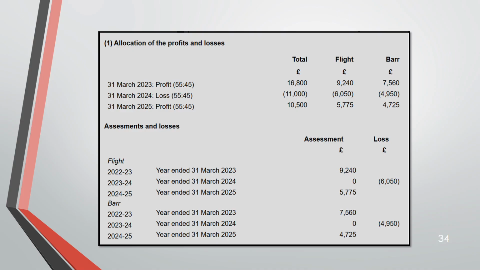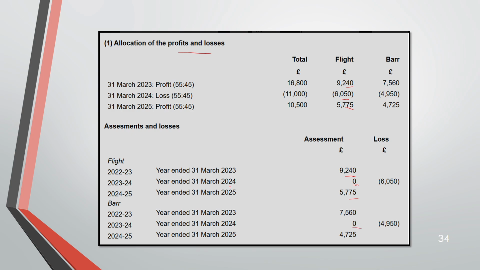So this is the answer for activity 4, and this is the final question. You have seen that we have divided the profit and loss, the allocation of profit and loss. Then when we assessed, say it is this 9240, because it is a negative, it's nil here, 0, and then 5755. Same for him.